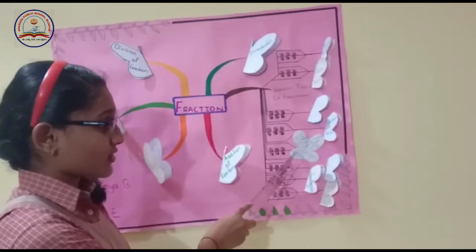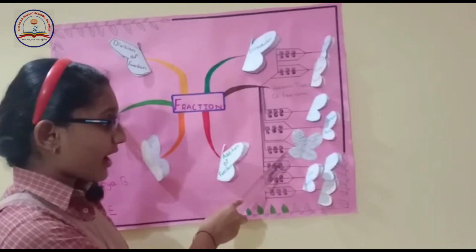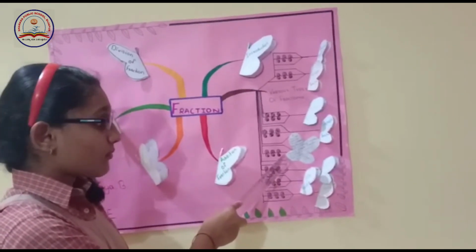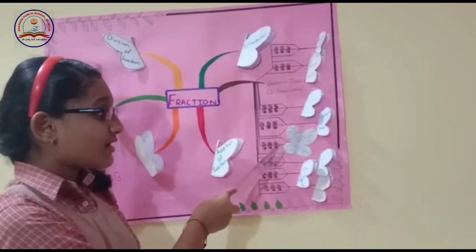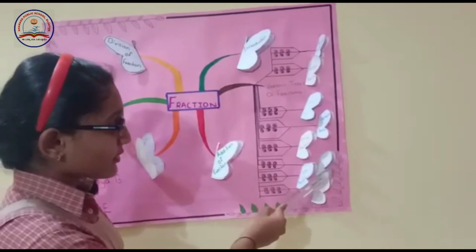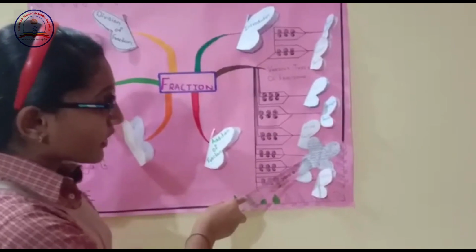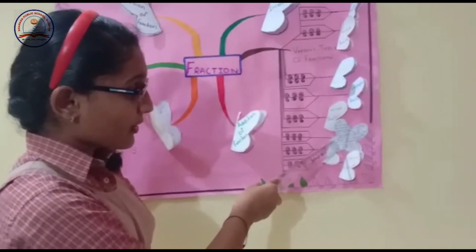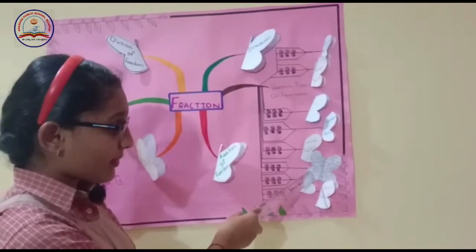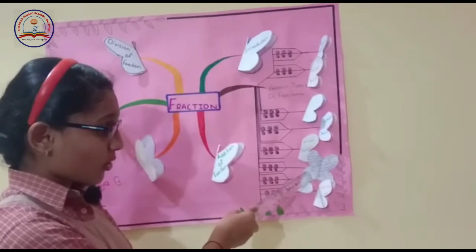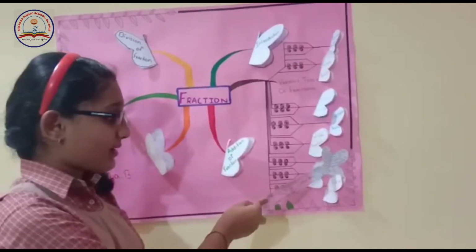Next one is mixed fraction. A number which can be expressed as the sum of a natural number and a proper fraction is called a mixed fraction. Example, 1 integer 3 by 4 and 4 integer 5 by 7. Next one is equivalent fraction. A given fraction and the fraction obtained by multiplying or dividing its numerator and denominator by the same non-zero number are called equivalent fractions. For example, 3 by 4, 6 by 8 and 9 by 12.